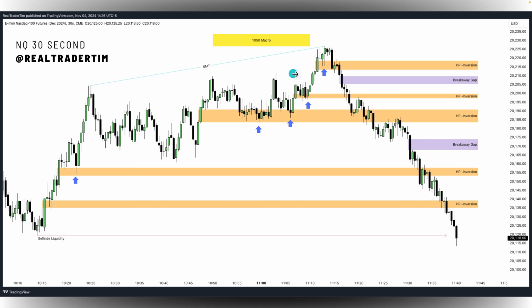So we're dropping down into this 30-second time frame. And do recall the narrative that we've built on the 1 minute time frame. It's virtually the same thing here.